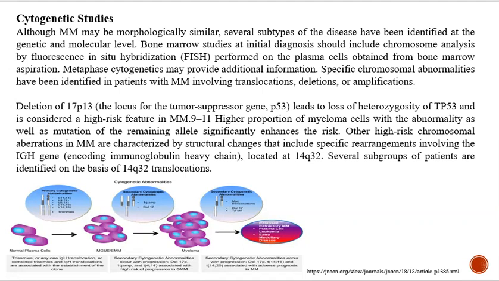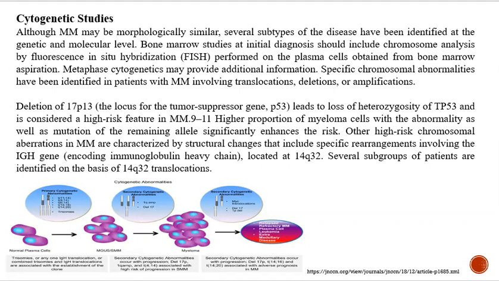Deletion of 17p or 13q leads to the loss of heterozygosity and is considered a higher risk of future multiple myeloma. A high proportion of myeloma cells with the abnormality, as well as mutation of the remaining allele, significantly enhances the risk.